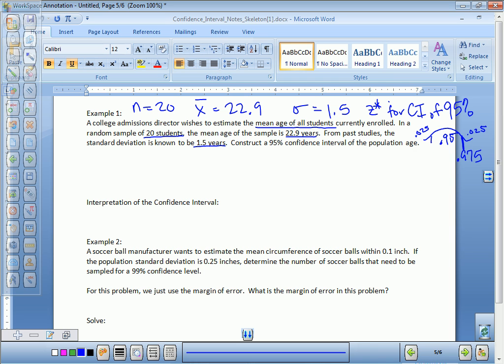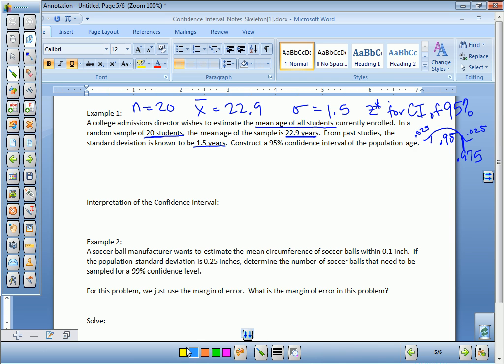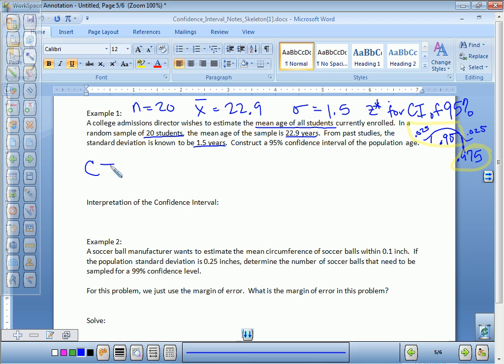0.975. When we add these two together, we get this upper bound. Okay, so now let's start. My confidence interval is equal to X bar, which is 22.9, plus or minus a Z star that goes with a probability of 0.975 times my standard deviation divided by the square root of n, which is 20.